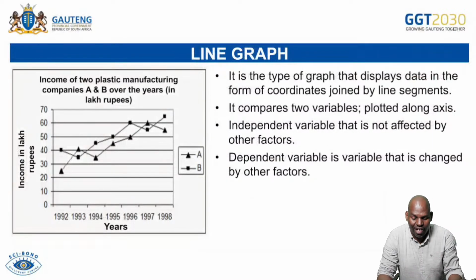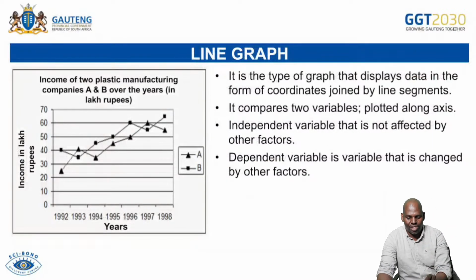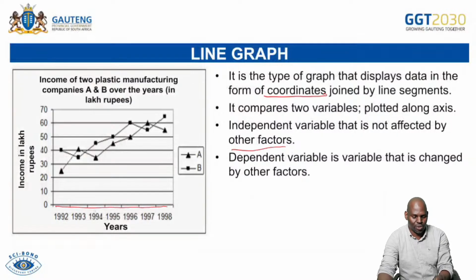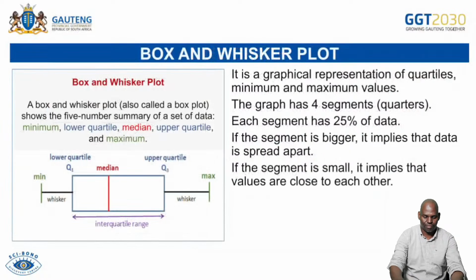And then of course the line graph. The definition: it is the type of graph that displays data in the form of coordinates. Coordinates simply means points joined by a line segment. It compares two variables plotted along axes, the independent variable being not affected by other factors. Then the dependent: we've got the number of years, which is independent, and the income, which is dependent. The income is dependent because it depends on the number of years, but the number of years does not depend on the income.